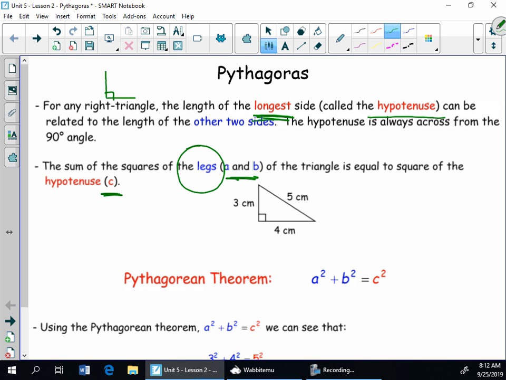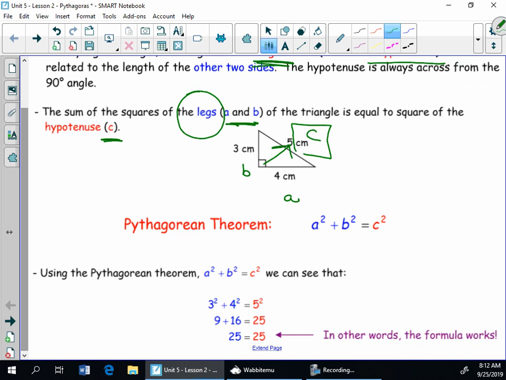So if this is my right angle triangle, here's the right angle. That's side C. This is side A and B. Now, A and B are interchangeable. I don't really care which one's A, which one's B. I'm going to call that one A, this one B. The only one that really matters is side C, and it has to be across from the right angle. Here's how the relationship works. Every time, always, A squared plus B squared comes out to C squared.